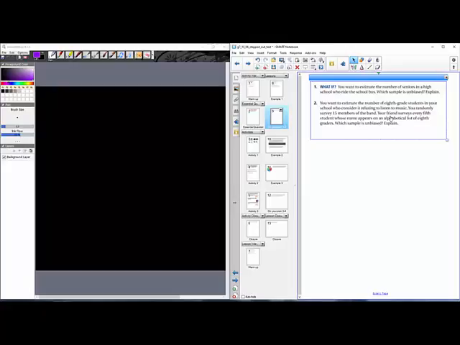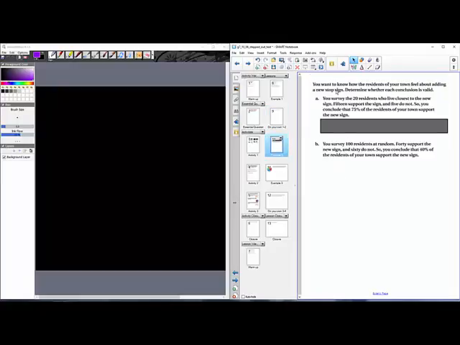Another one: you want to estimate the number of 8th grade students in your school who consider relaxing to listen to music. You randomly survey 15 members of the band. Your friend surveys every 5th student whose name appears in an alphabetical list of 8th graders. Which is unbiased? Well, probably not the band one, because they probably like music, right? And there are only 15 of them. I like the one where it's every 5th student. That's pretty random.